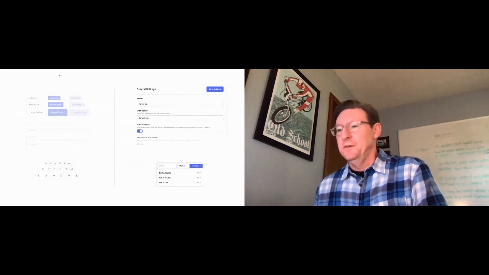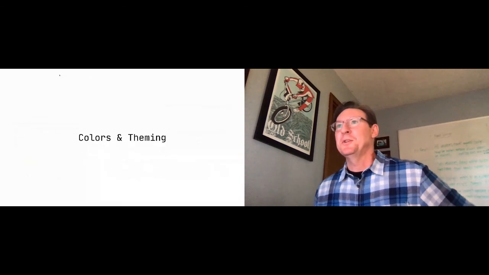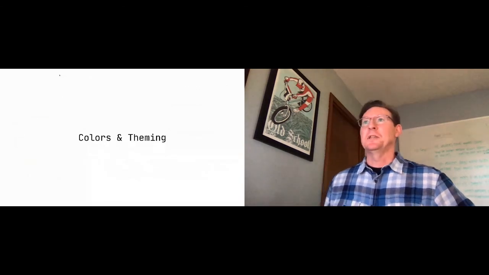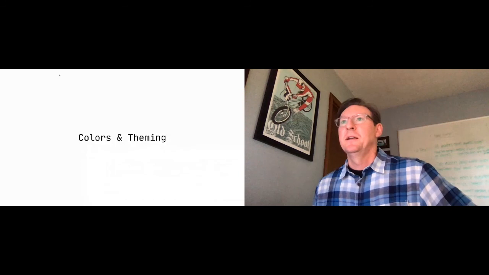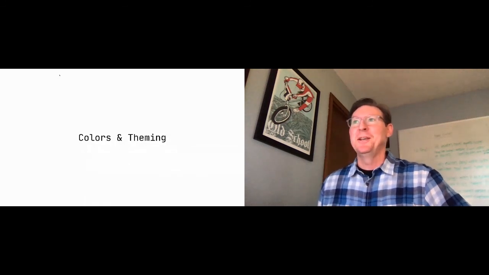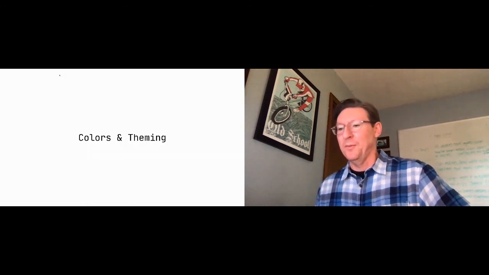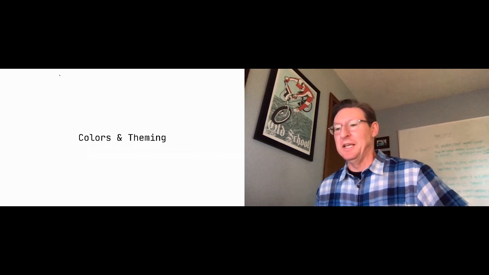That's components. Now let's talk a little bit about colors and theming. I think this is worth exploring a little bit. EE has had sort of third-party theming in the past, but we've taken it a step further for EE6.